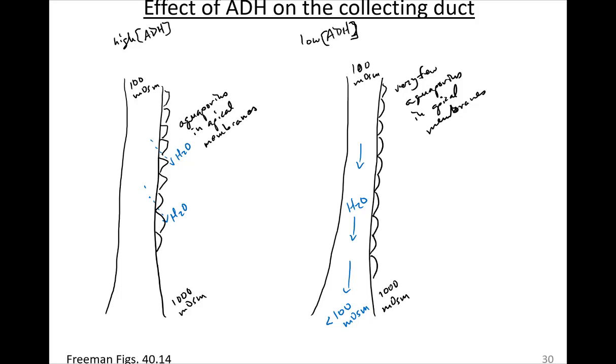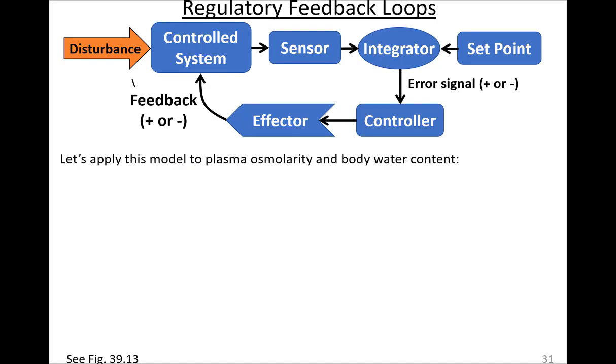But yeah, any dehydration will tend to cause you to reduce urine production. So we can think about putting this in the context of a regulatory feedback loop and thinking about what each of the components of the regulatory feedback loop would be if it's regulating our plasma osmolarity and body water content.